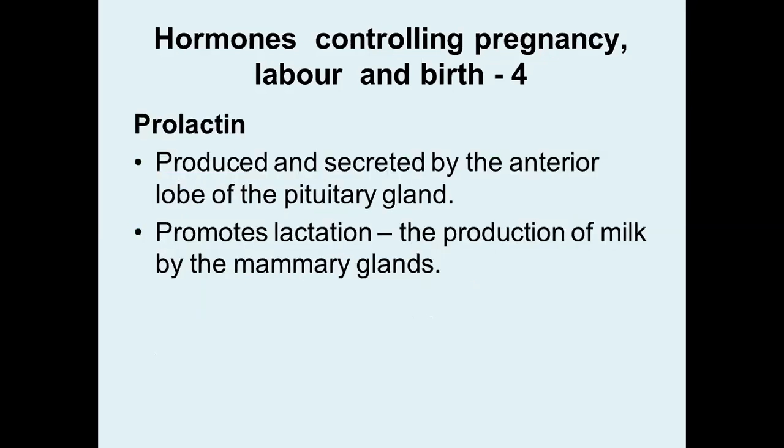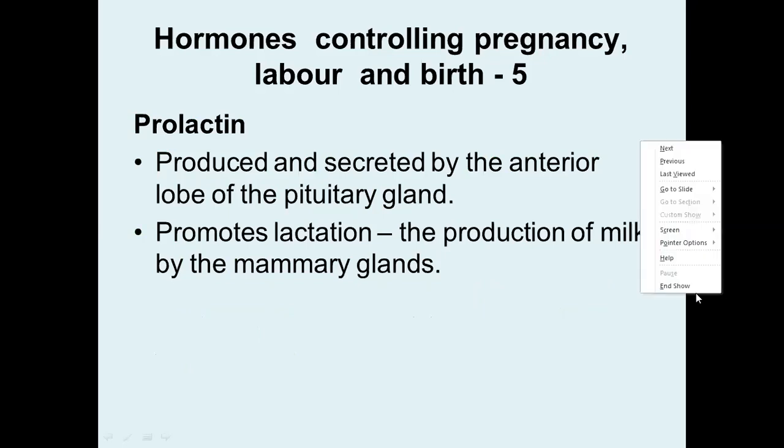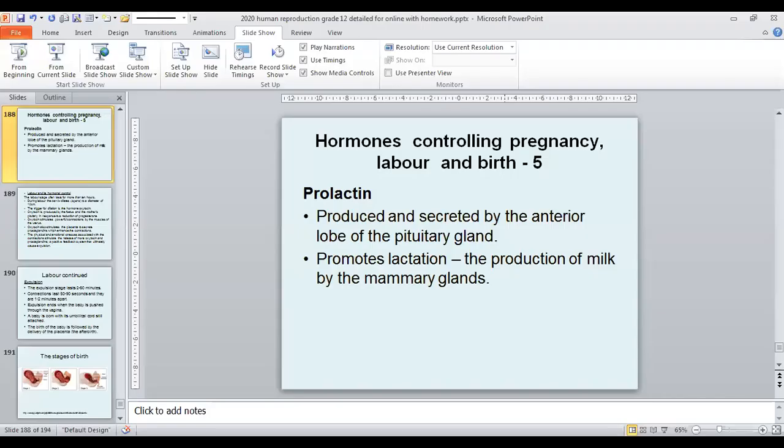Okay, let's have a look at the next one. Prolactin, produced and secreted by the anterior lobe of the pituitary gland. And this promotes lactation. So I think I'm going to stop at that point, and I will start again on this slide next time round.